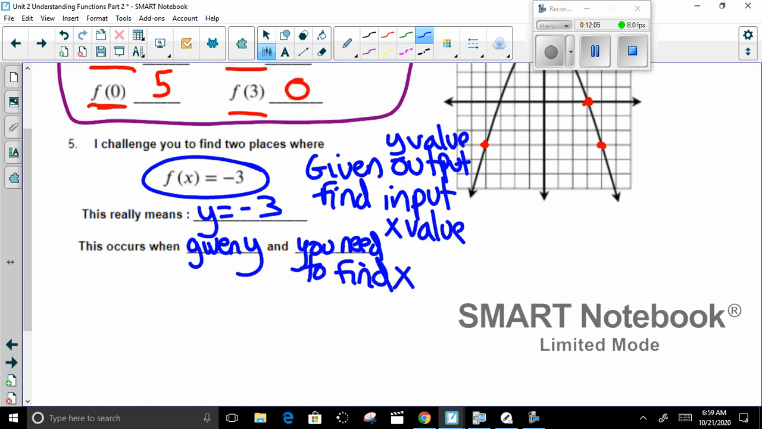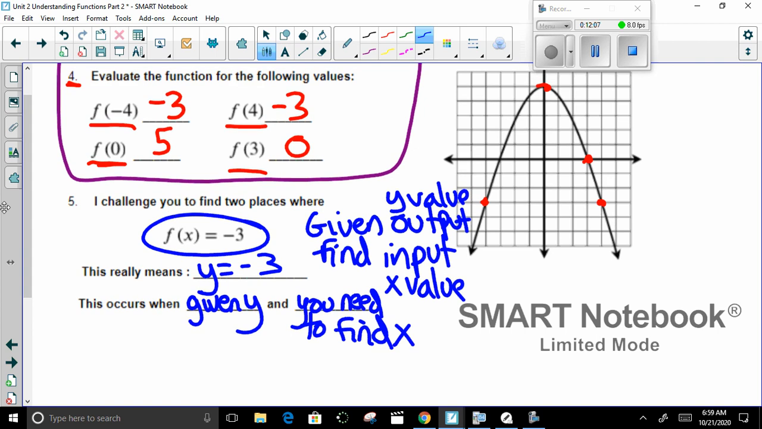All right, so I'm given the y. Be very careful here. I'm given when y equals -3. So y is -3 right here. Remember, y is -3 anywhere horizontally there.